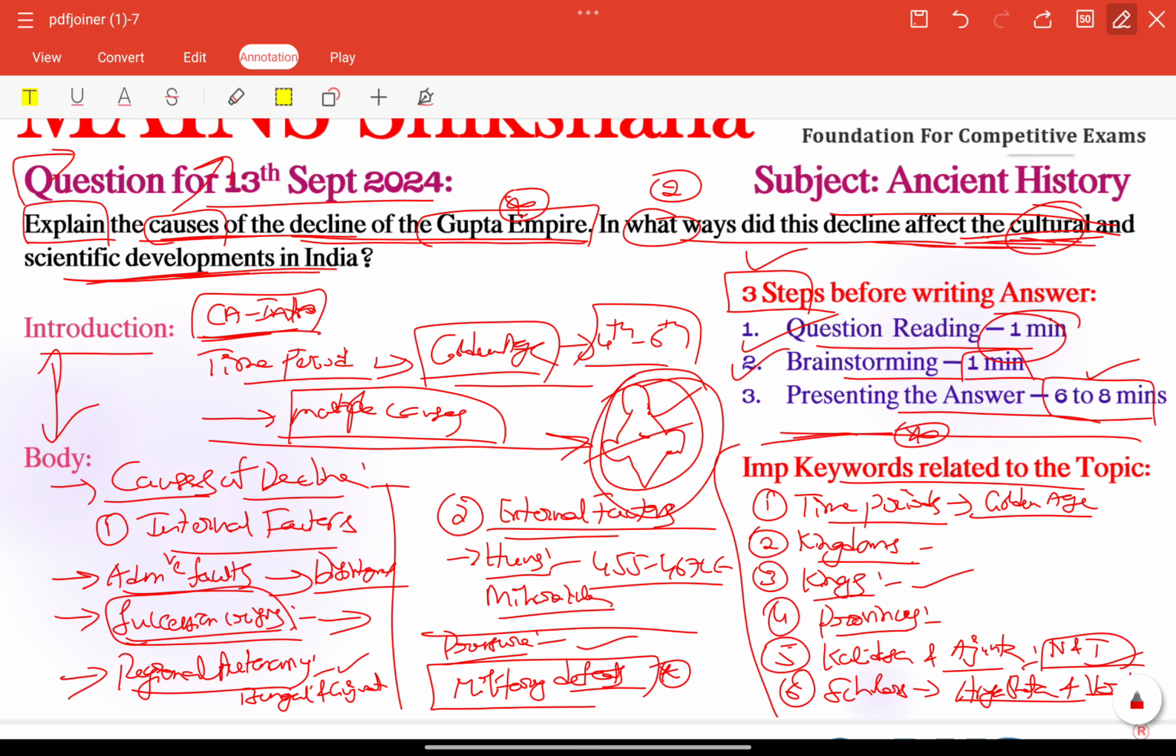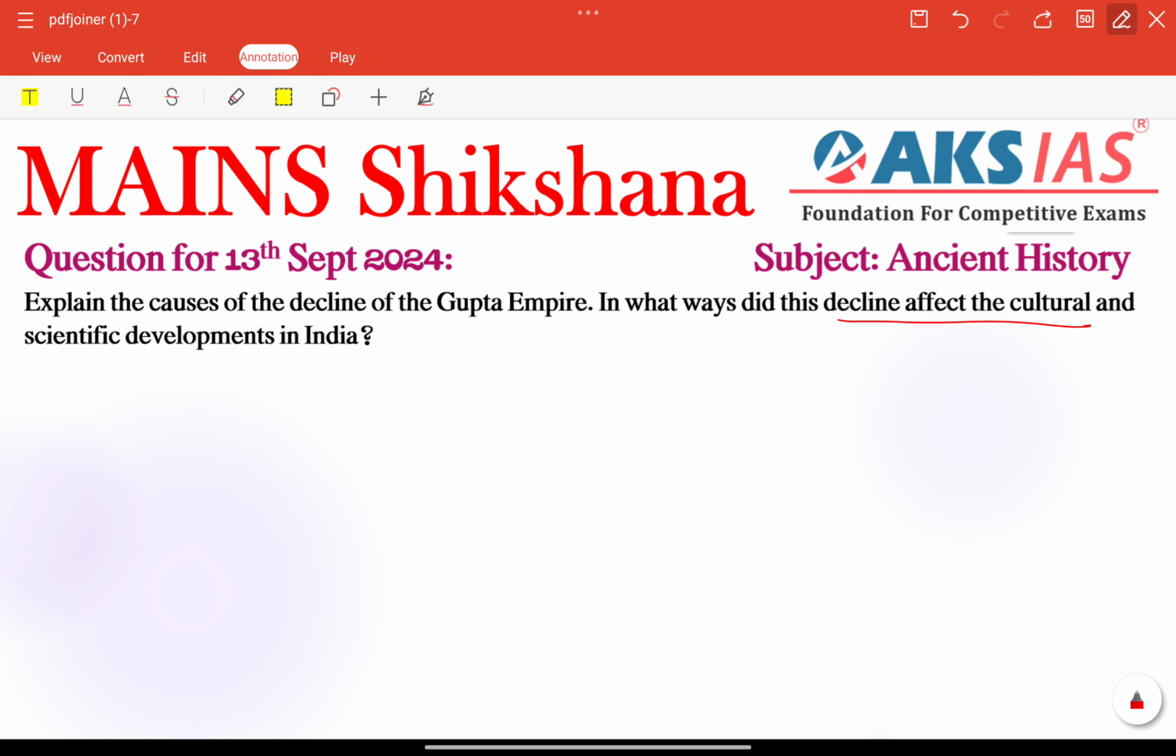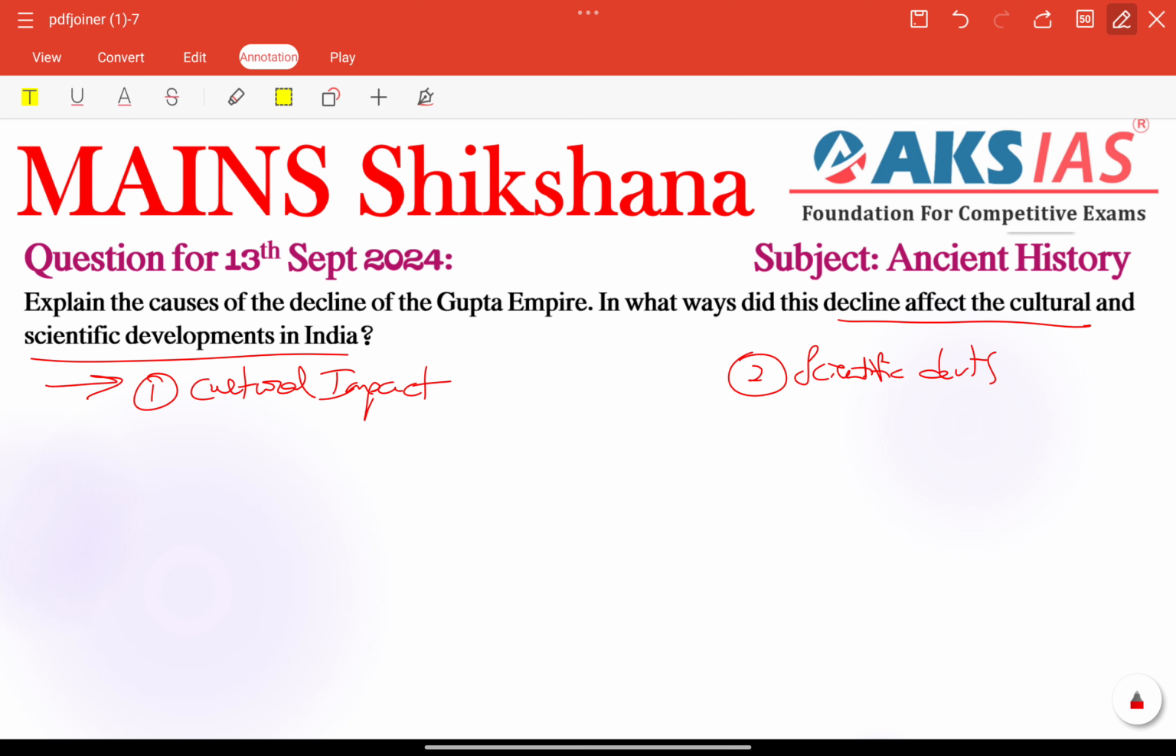So next, coming to the impact, the second part of the question. What is that? The impact on the cultural and scientific developments in India, right? In this, we need to talk first about the cultural impact, and next, the scientific developments. The impact of cultural development and scientific development, right?